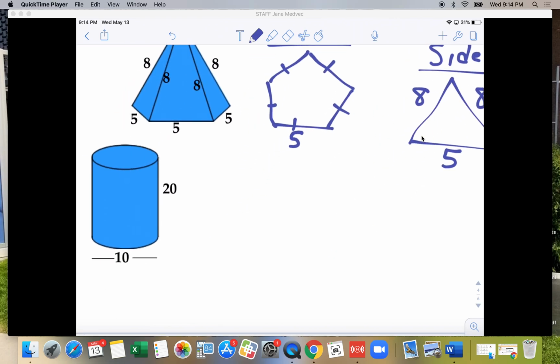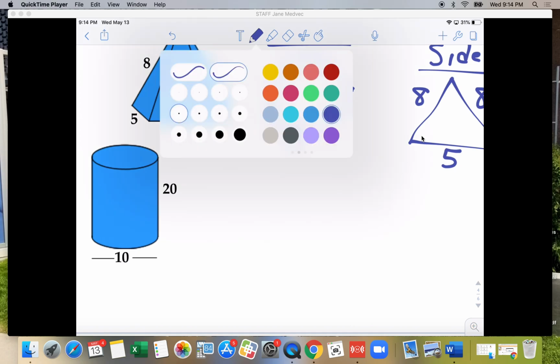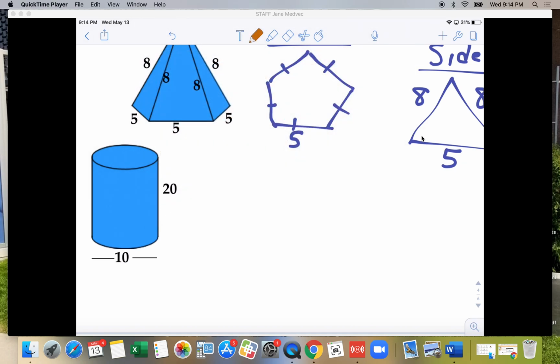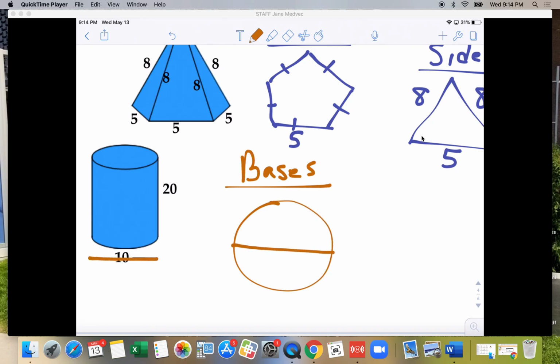And then finally, the cylinder, which we talked about on the last slide. You're going to do the base, or the top and the bottom, I don't really care. That is a circle, and you're going to notice that this tells you the diameter of the circle, which is 10.